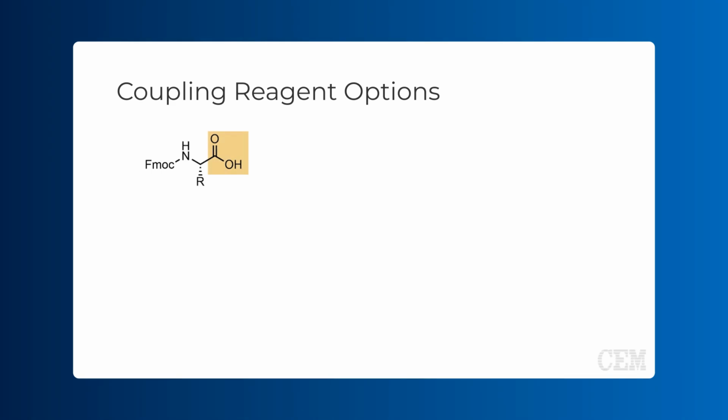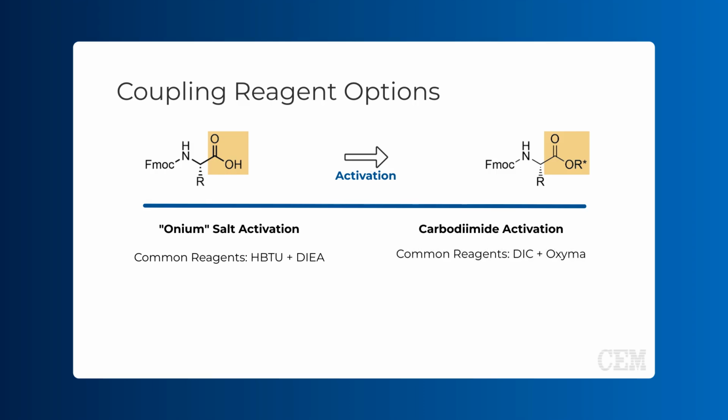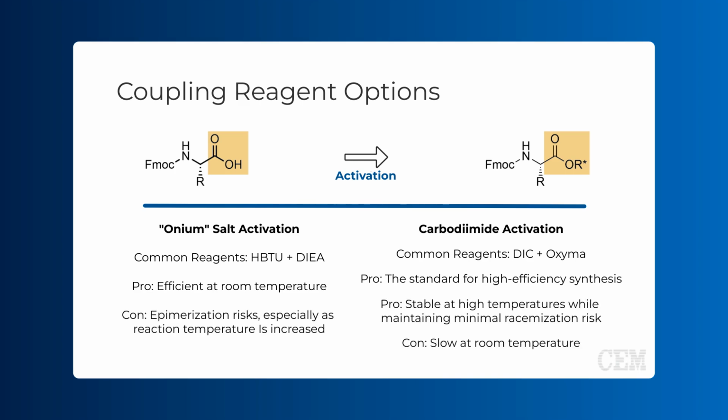To form each peptide bond, the carboxyl group of the incoming amino acid must first be activated. There are two main strategies for coupling: onium salt-promoted activation and carbodiimide-promoted activation. In onium salt-promoted activation, a uronium, aminium, or phosphonium salt is used in conjunction with a base, commonly DIEA. In carbodiimide-promoted activation, a carbodiimide is used in conjunction with a coactivator, commonly Oxyma. While onium salt activation is the most popular choice for room temperature syntheses, carbodiimide activation is the gold standard for high temperature, high efficiency syntheses due to its high stability and ultra-low racemization risk.